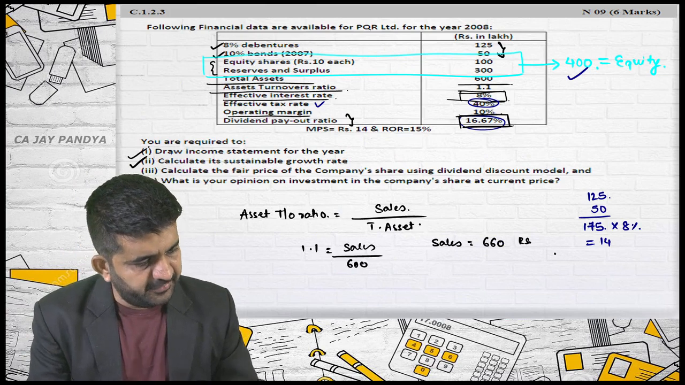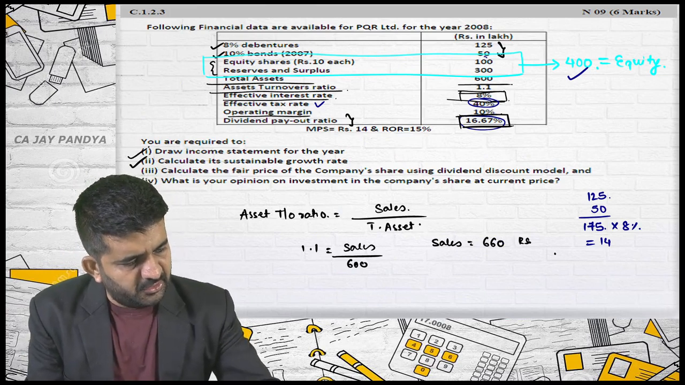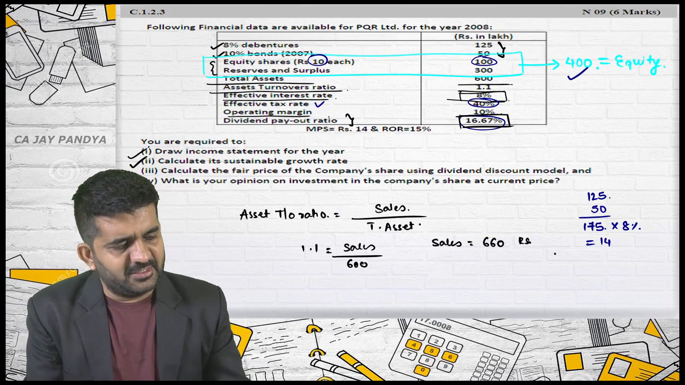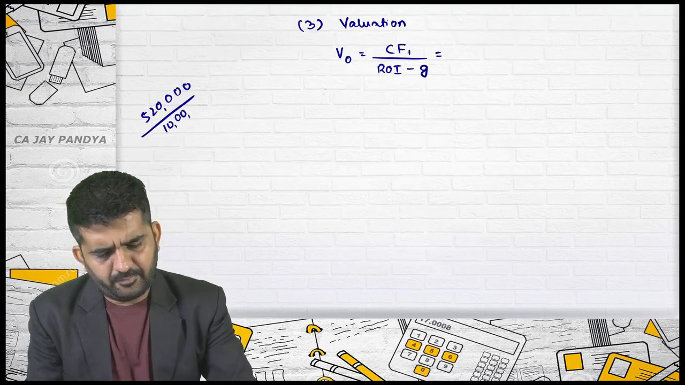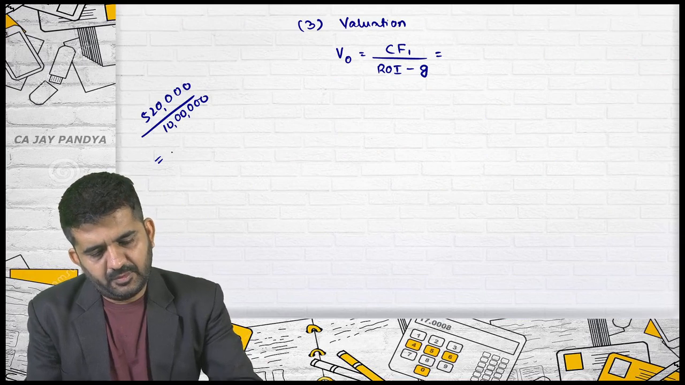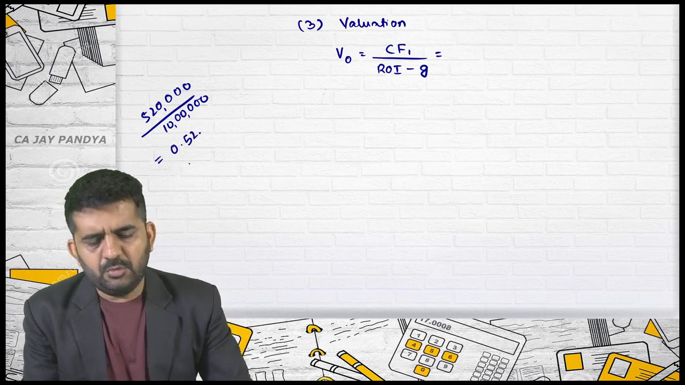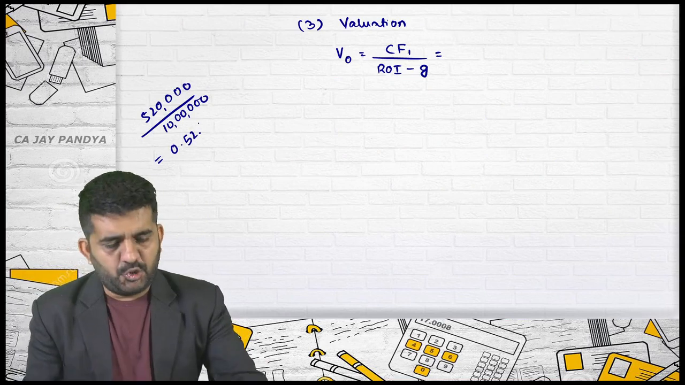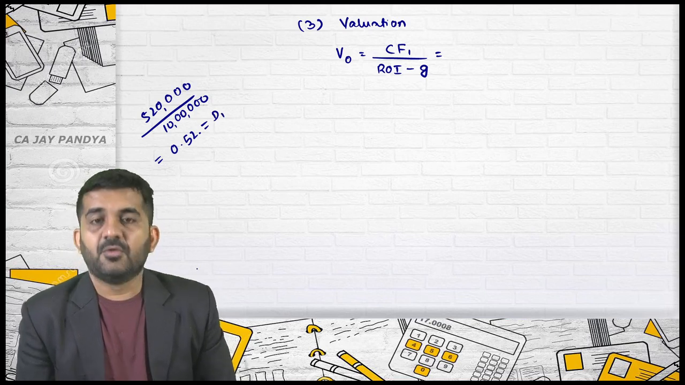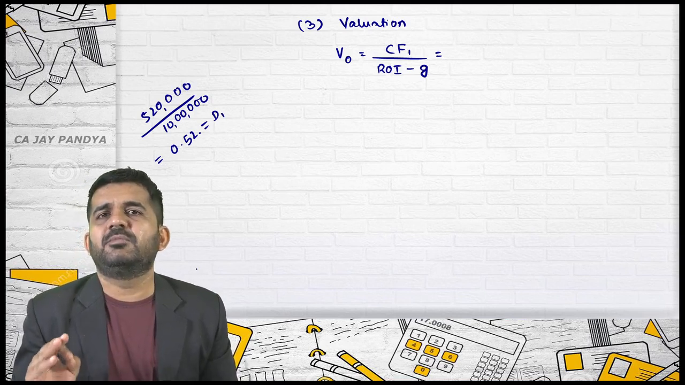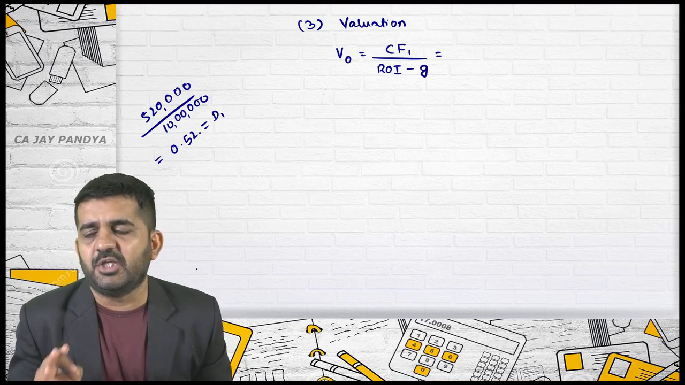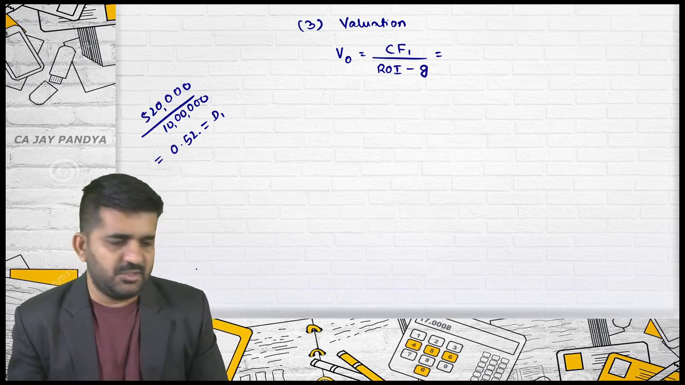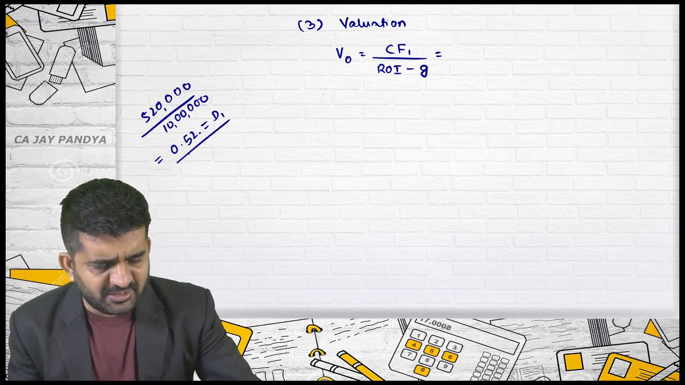Divided by number of shares, I will be getting dividend per share. Number of shares is 100 lakhs divided by 10, which is nothing but 10 lakhs. This is 0.52. Is it all? I am assuming it is a D1. You can assume this as a D0. You can assume this as D1. It does not make any difference. Is it alright? So I am assuming this as D1.